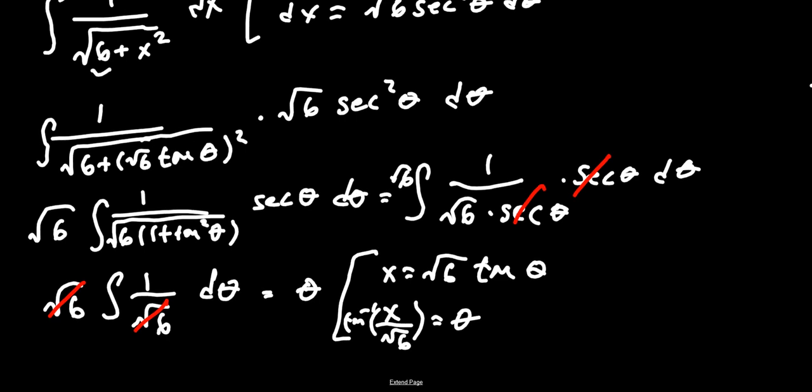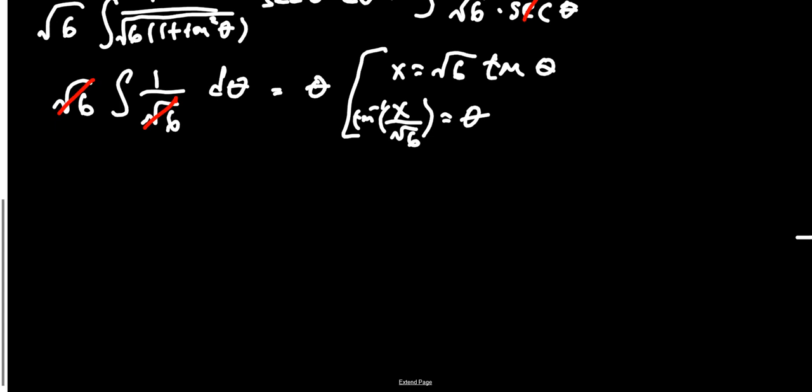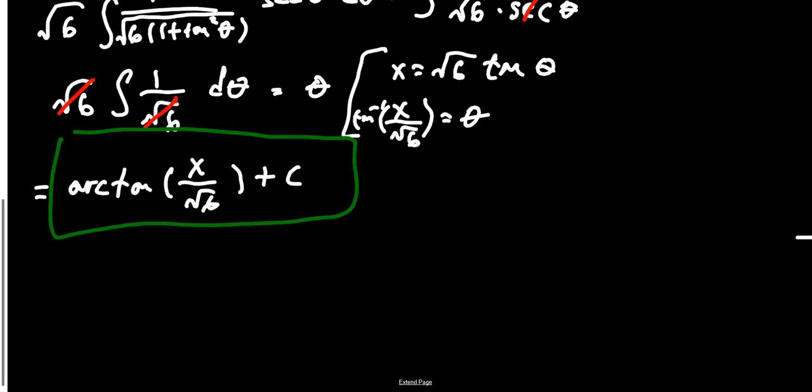So our final answer will be arctan of x over root 6, and you can't forget to add the constant. So this is the answer for this problem.